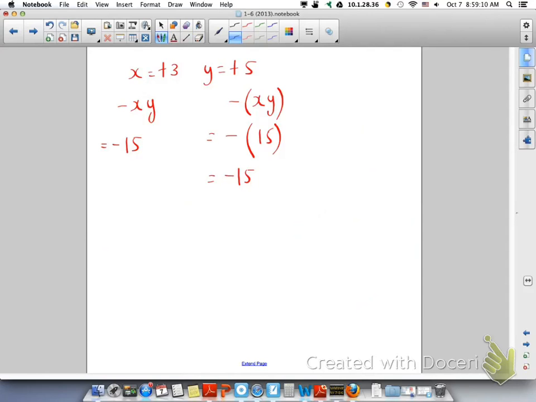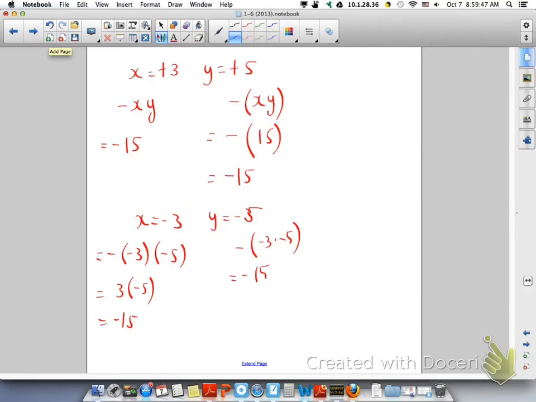Okay, let's try negative. There's that problem we did. If x equals negative 3 and y equals negative 5, the opposite of negative 3 times negative 5, which is 3 times negative 5, which is negative 15, and this is negative 3 times negative 5, which is negative 15 also. Interesting.